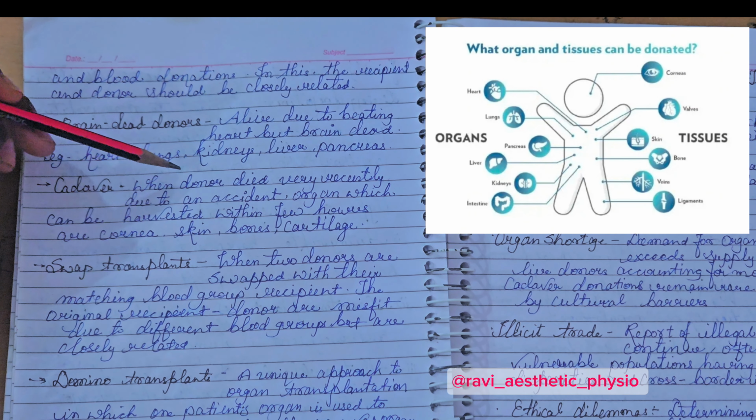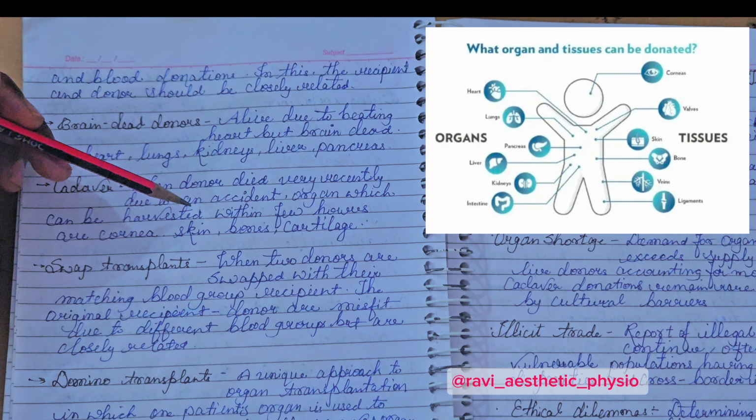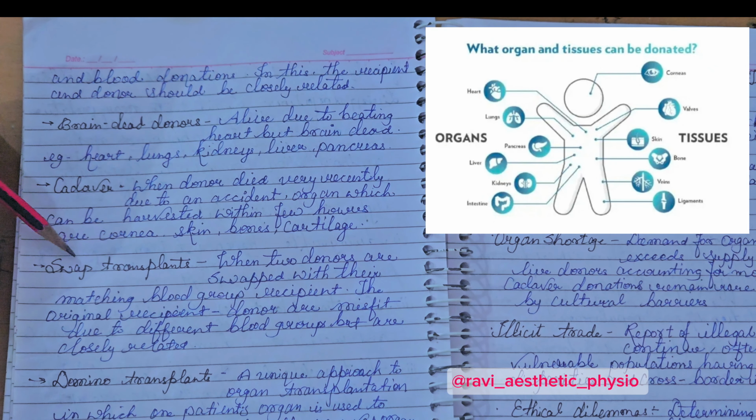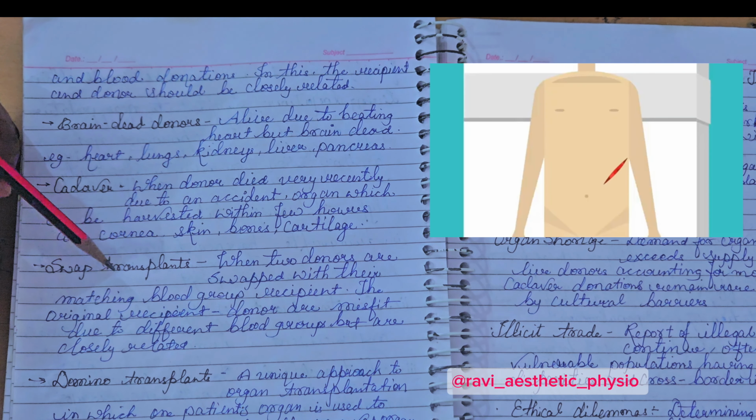A cadaver is when the donor dies very recently due to an accident; the organs have to be harvested within a few hours, and also cornea, skin, bone, and cartilage. So if any patient has a road traffic accident and dies, at that time the attender and family guardian give a consent form and agree to transplant their organs like kidney, skin, and bone, following the full rules and regulations, from the dead body. Next is swap transplant. Swap transplant is when two donors are swapped with their matching blood groups.